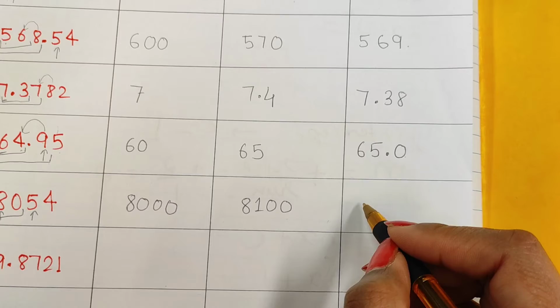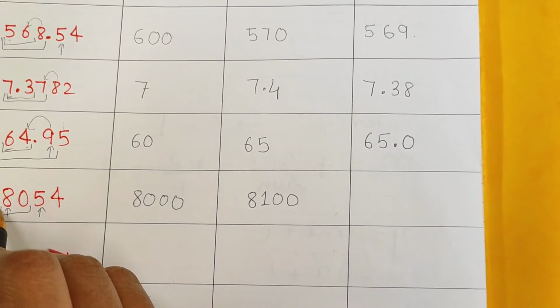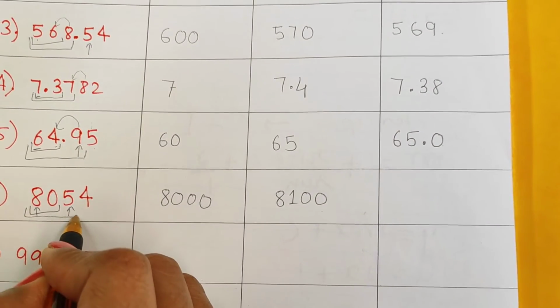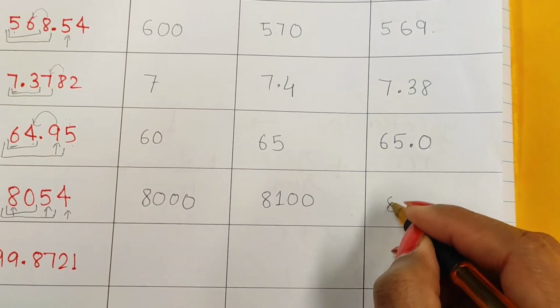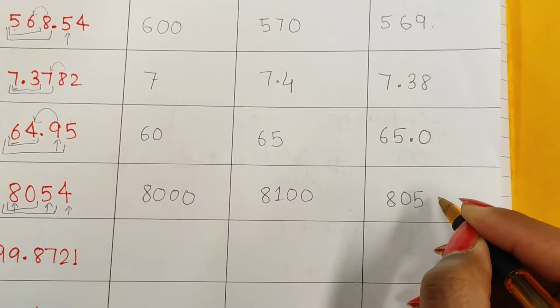Next one, round to three significant figures. Three significant figures are these, and the fourth digit is less than 5, so that becomes 8, 0, 5, 0.